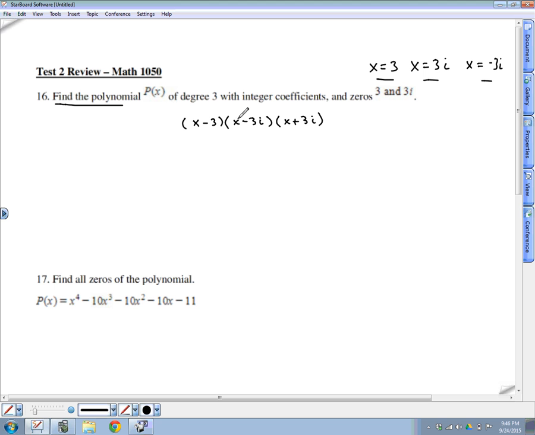So, use the distributive property. x times x is x squared, x times 3i is plus 3ix. Negative 3i times x is minus 3ix. And negative 3i times positive 3i is negative 9i squared. Now, the 3ix and the negative 3ix cancel, and you need to remember that i squared is equal to negative 1. So this negative 9 is really being multiplied by negative 1, which turns it into a positive 9.